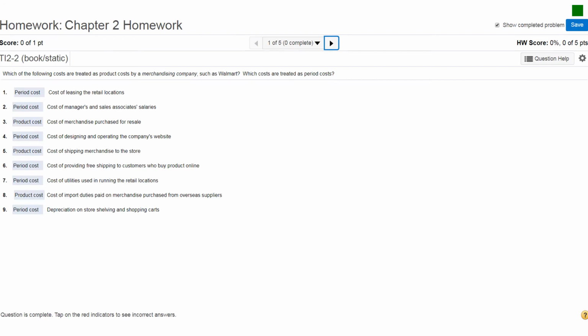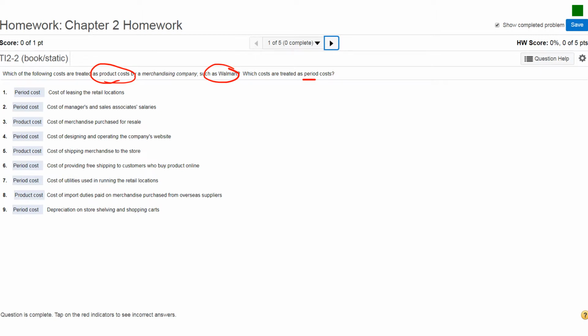Okay, so this is question number 1 in your Chapter 2 homework, and we're going to talk about the differences between a product cost and a period cost, in this case for a merchandising company. It says, which of the following costs are treated as either a product cost or a period cost? And again, they're using Walmart as the example.